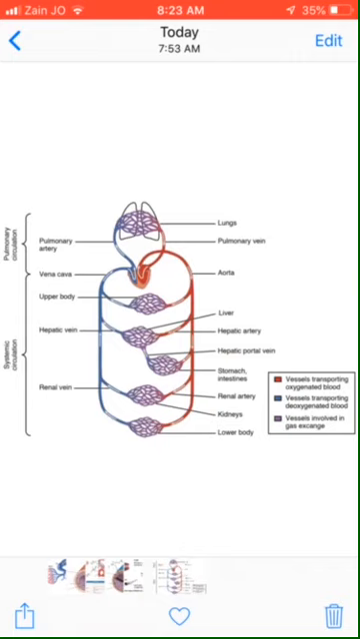Now the artery which is going to the liver is called the hepatic artery. Anything which is hepatic relates to liver. The artery which is going to the liver: hepatic. What is going back from the liver to the heart? It is also called hepatic, but hepatic vein, because vein means going back to the heart.